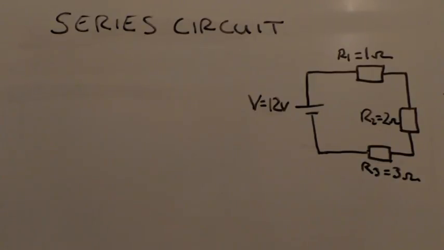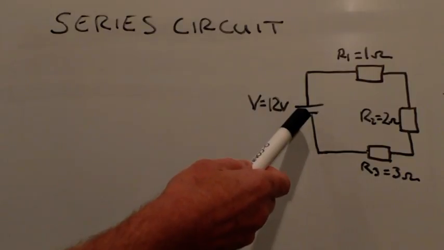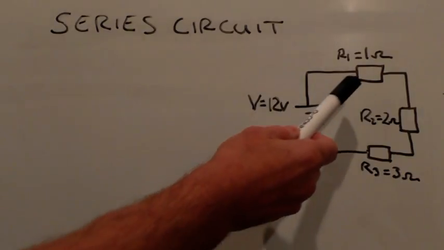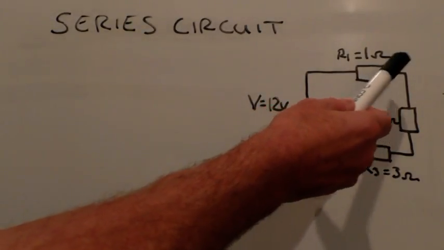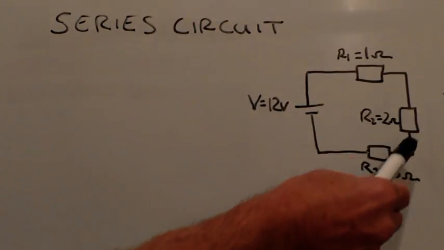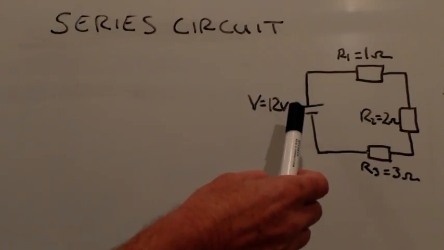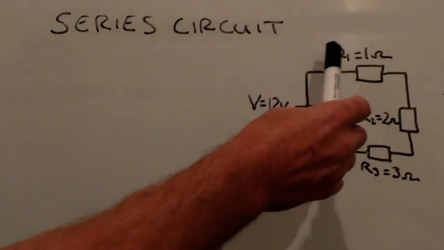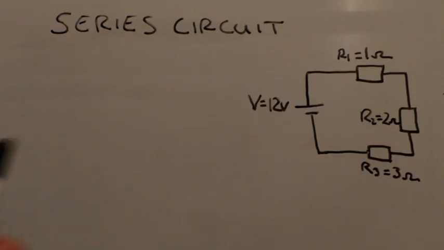Now, what is a series circuit? Well, a series circuit is a circuit where all the components of the circuit are connected one after the other. So looking at this diagram, we have a 12 volt battery, then a 1 ohm resistor, then a 2 ohm resistor and a 3 ohm resistor, and they're all connected in series with each other. So this means that the same current will flow through each of the components.